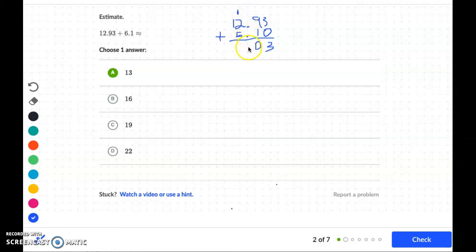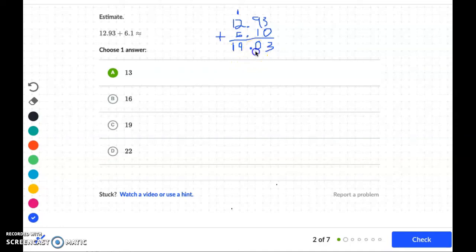Put your decimal places down. 1 plus 2 is 3. Plus 6 is 6. So 6 plus 2 plus 1 is 9. 1 plus nothing here is 1. So your answer is 19.03.